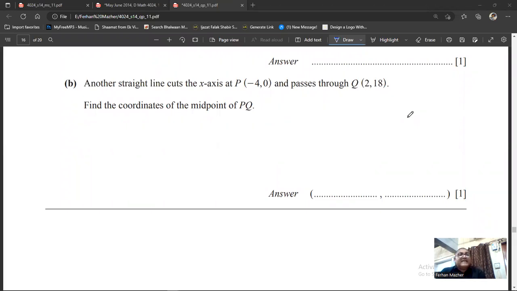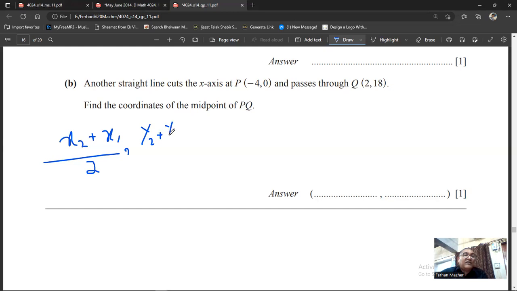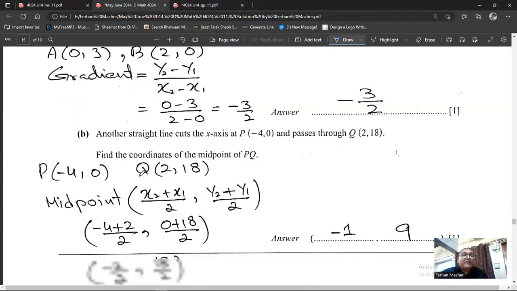Its B part is, he says, another straight line cuts the x-axis at P, which is (-4, 0), and passes through Q, which is (2, 18). Find the coordinates of the midpoint of PQ. You remember the coordinates of the midpoint will be x2 plus x1 divided by 2, comma, y2 plus y1 divided by 2. This is how you find the coordinates of the midpoint. Very simple, straightforward question.